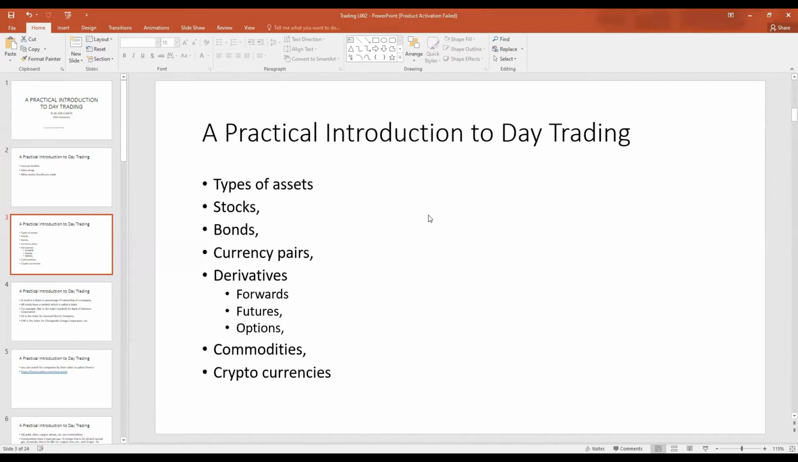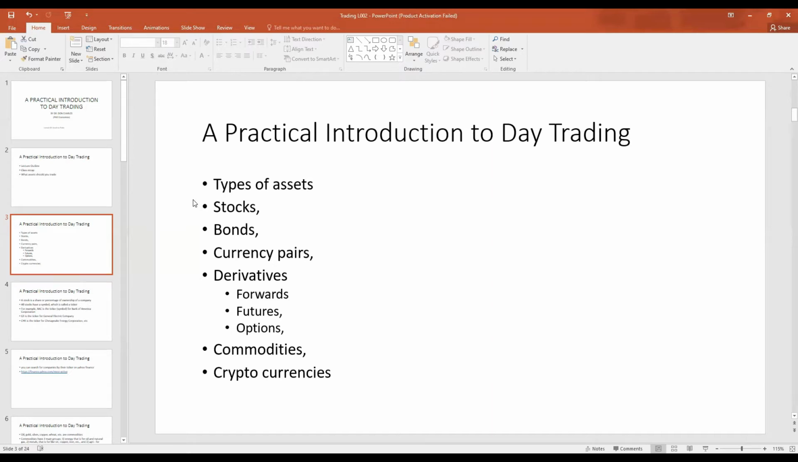Financial assets are another category of assets. These assets include stocks, bonds, currency pairs, derivatives, commodities, and cryptocurrencies. Indices are also a type of asset. These assets tend to be comprised of stocks. So stocks, what are stocks? Stocks represent a share or unit of ownership of a company.